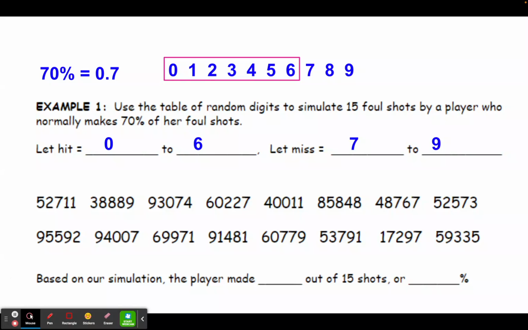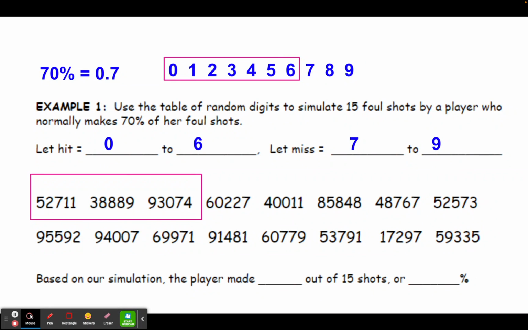So there's our plan. Now we're going to simulate 15 foul shots, and you've got a couple of rows of the random digit table there, and there's lots and lots of digits given there. We only need 15 of those digits. So 15 digits are just these first 3 groups of 5, and you can ignore all the other extra digits that are there.